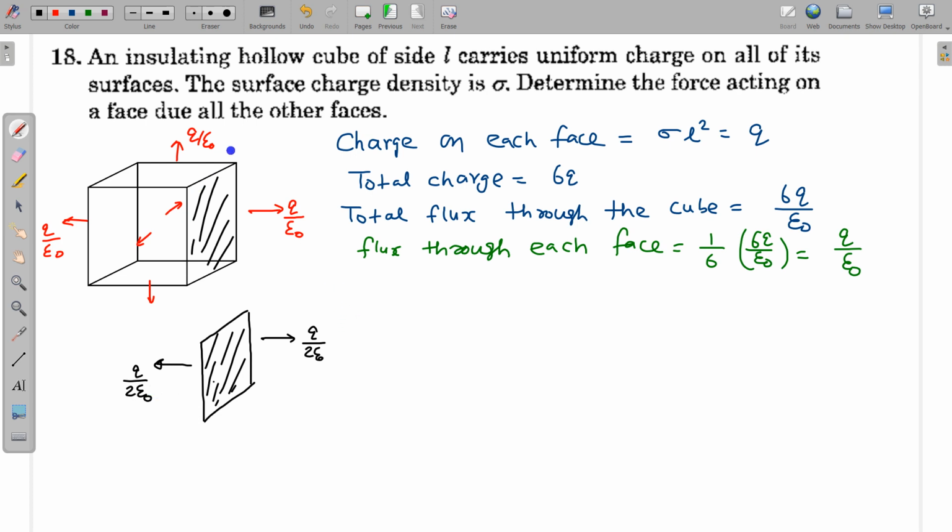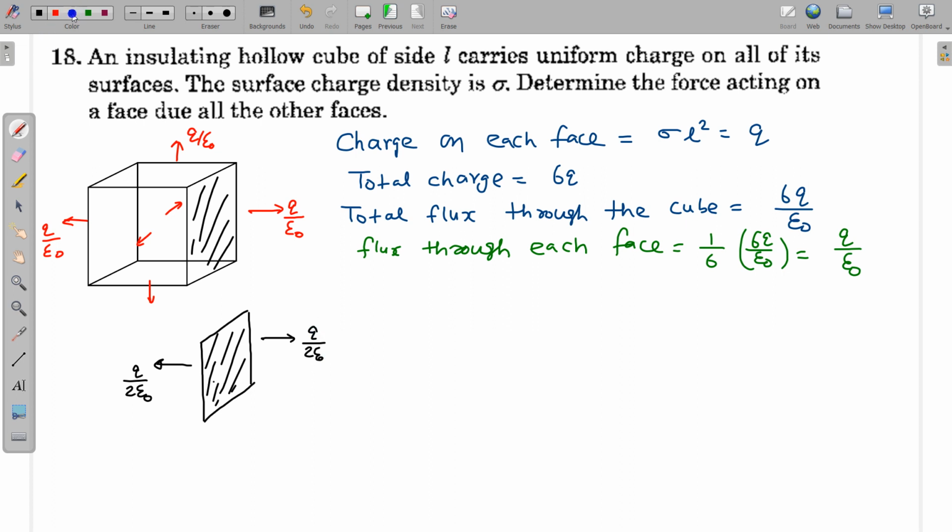Now through this face the total flux is Q by epsilon naught. So through this shaded face, the flux which is going in the outward direction towards right is Q by epsilon naught, and in this Q by epsilon naught, the contribution due to this face itself is Q by 2 epsilon naught.